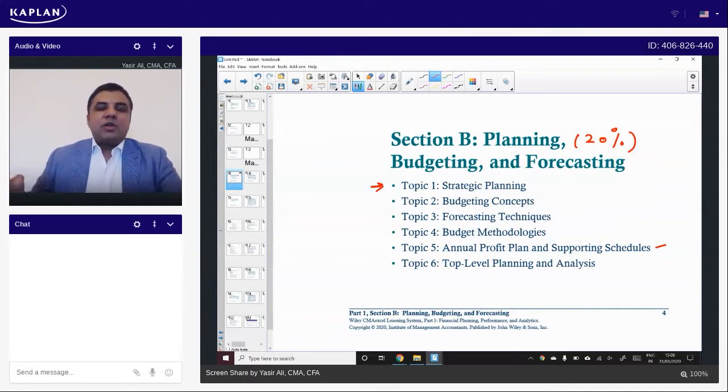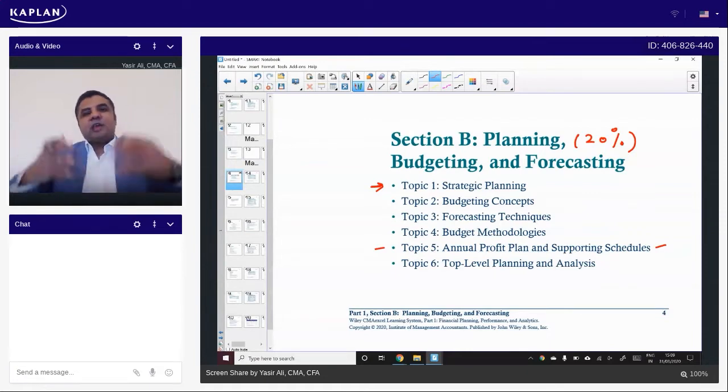And today we are going to start the most highly tested and most important topic, that is topic 5, the annual profit plan and the reporting schedules. We have been talking about budgeting so far, and this is the chapter in which we will actually be preparing budgets. We'll be preparing sales budget, production budget, raw material usage and purchase budgets, labor budgets, overhead budgets, cost of goods sold budgets, and then the overall budgeted income statement, balance sheet, and most importantly, the cash budget, right? So let's get started on our coverage.